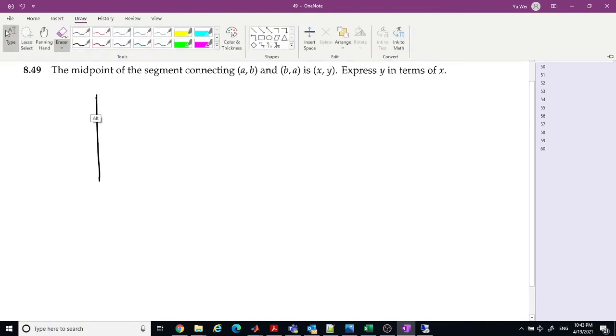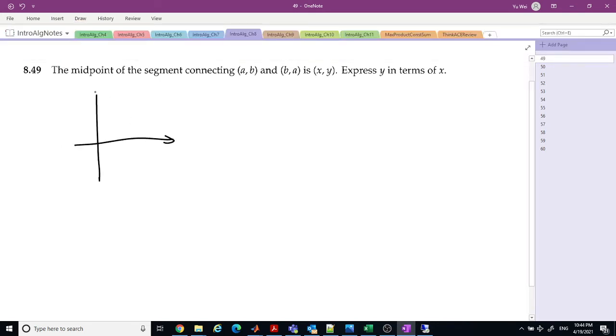Okay, so if we have 2 points, this is A and B, and the other one is B and A. If you are familiar with that, you can see these 2 points are symmetric about this line. So they are symmetric about this 45-degree line. Let's try to solve for the midpoint.